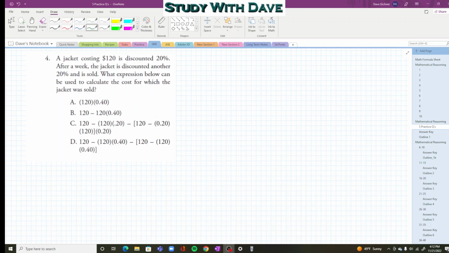Good day, everybody. So this problem here is really not that easy. If it looks a little confusing, that's okay. It kind of tripped me up a little bit as well. So let's just read it real fast.